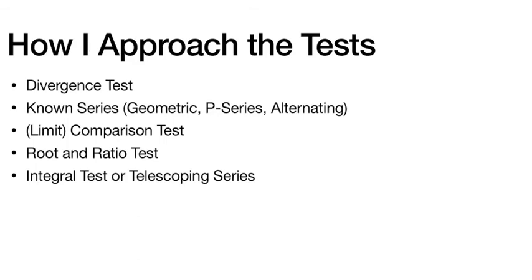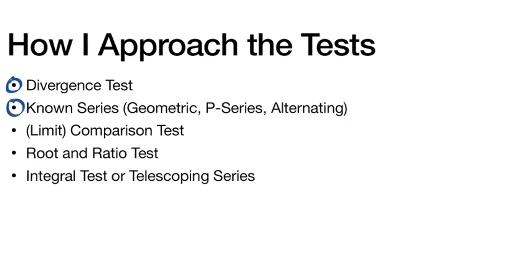So how do I approach these tests? There's actually a lot going on. What I usually do is I kind of run through all the tests when I'm given a series. My first step is I usually ask myself, well, what is the limit of this thing? Is it going to 0 at all? If the answer is no, then it diverges and I'm able to finish the problem there. But if the answer is yes, then I kind of keep going.